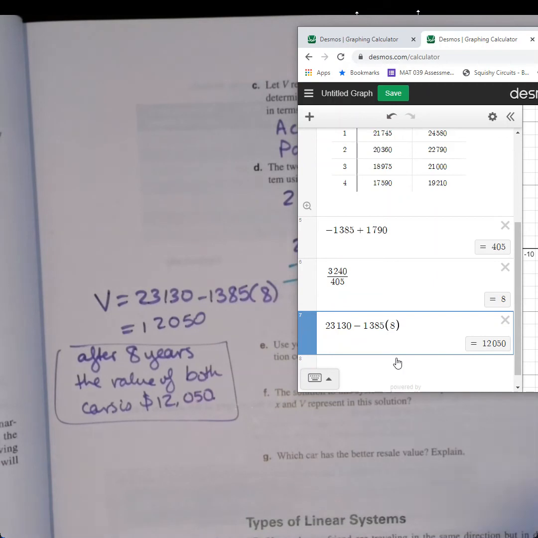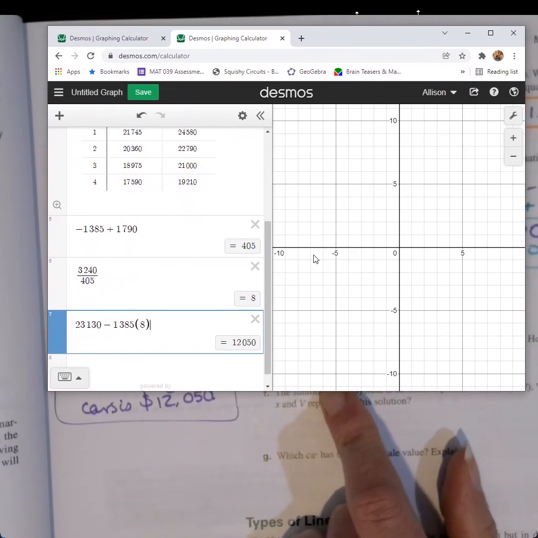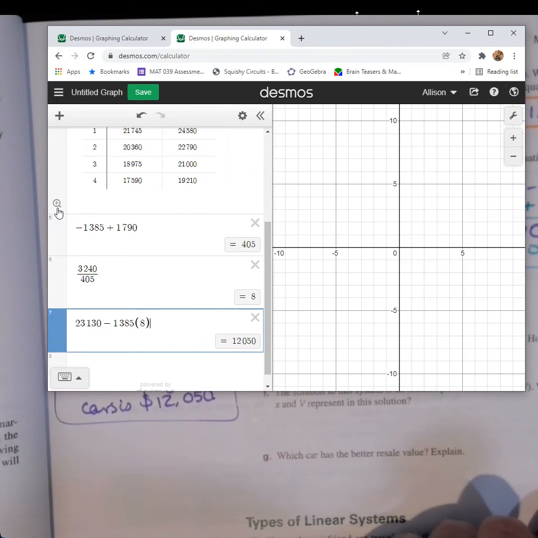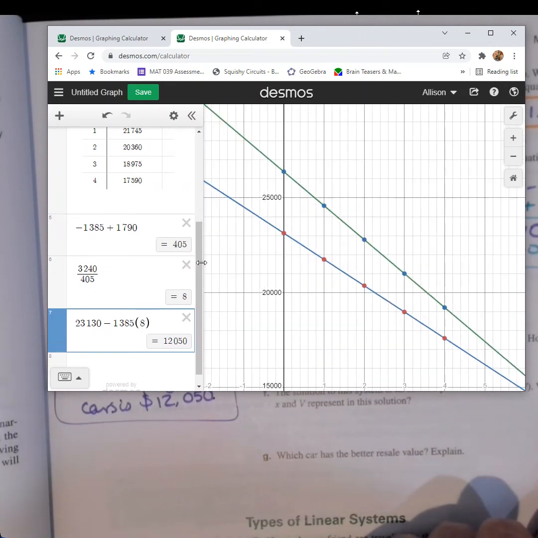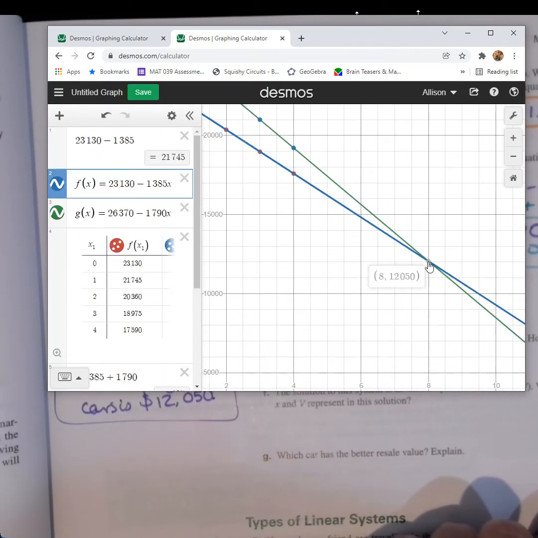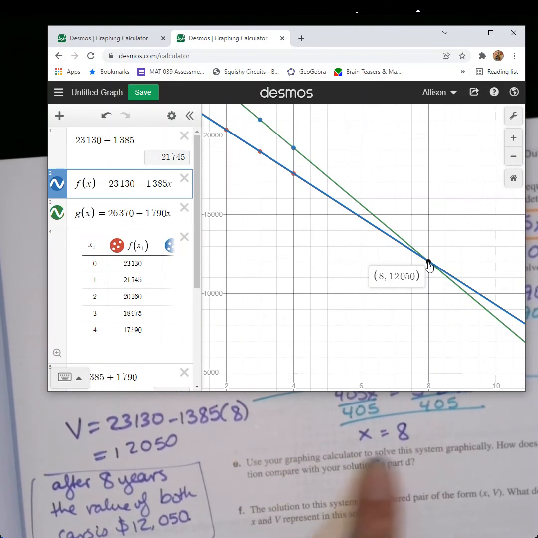All right, now E, you solve the system graphically. How does my solution compare with what I did by hand? I can't see anything. My equations are in there. Luckily, I already have a table started, so I can use that to get into a good window. So I'm going to zoom. And then I still have to pull it a little bit because 8 wasn't in the table. But I can see 8, 12,050. That matches exactly with what we got when we solved this using the substitution method.